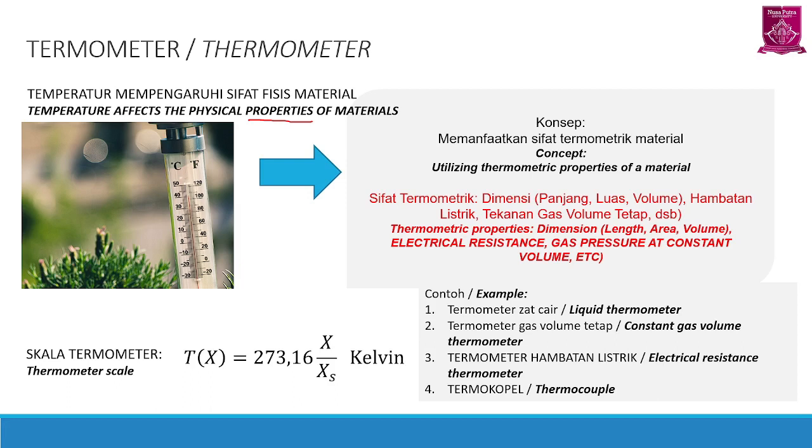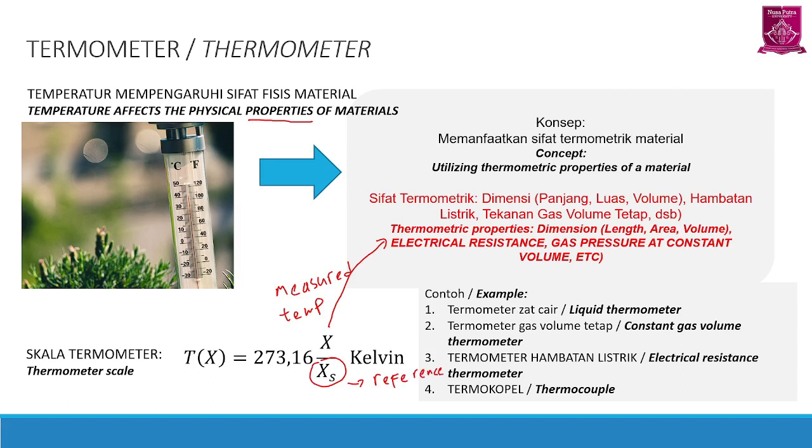And then the thermometer scale that we will measure, actually we can calculate with this formula. Because the temperature depends on the variable x, which refers to the thermometric property here, it can be dimension or electrical resistance or etc. So x is the temperature that we measure, the measured temperature, and xs is the reference.